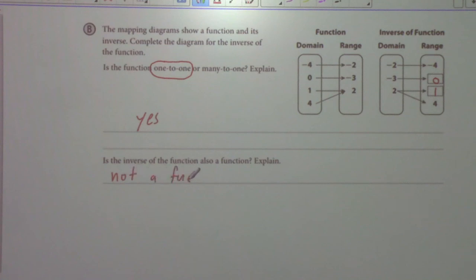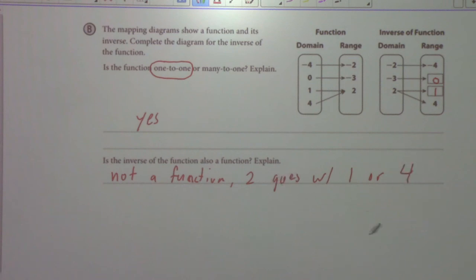And why not? Because 2 goes to 1 inward. Yeah, because 2 can go to either 1 or 4, right? So if it's many to one, then it's not a function? Right. But if it's one to many, it is a function.